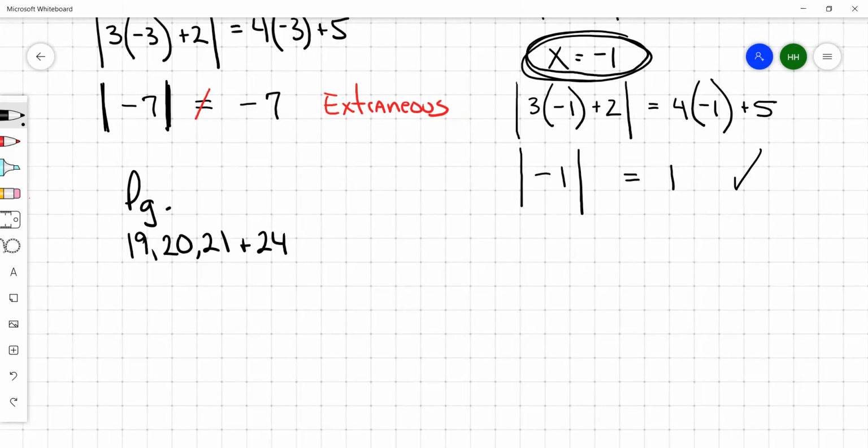Do you remember what page your assignment from yesterday was on? Page 46. All right, this is page 46. It's just these 4 problems because I know they take long. You need to solve them, and then you need to check your answers. You're looking for the extraneous solutions. So here are those problems: 19, 20, 21, and 24.